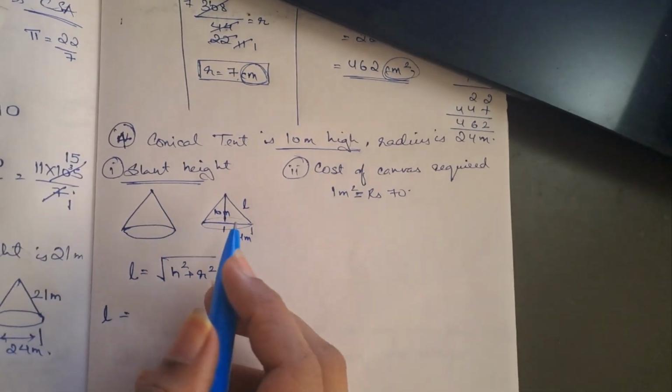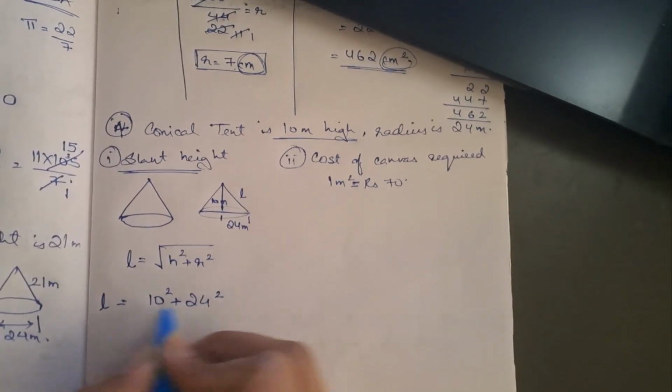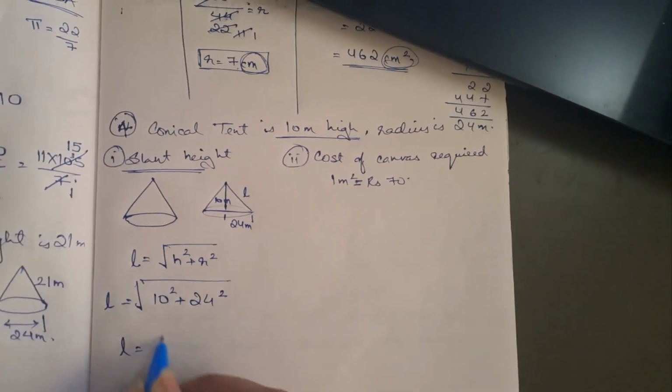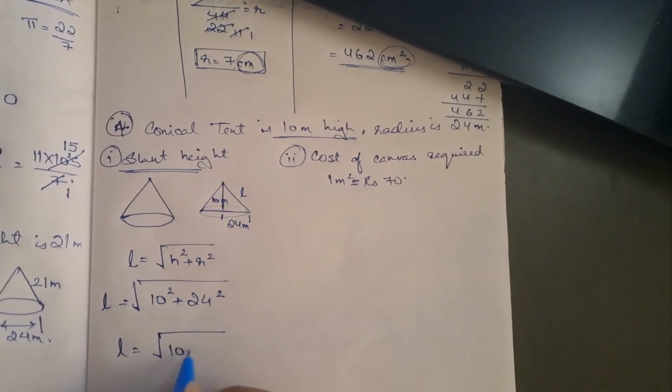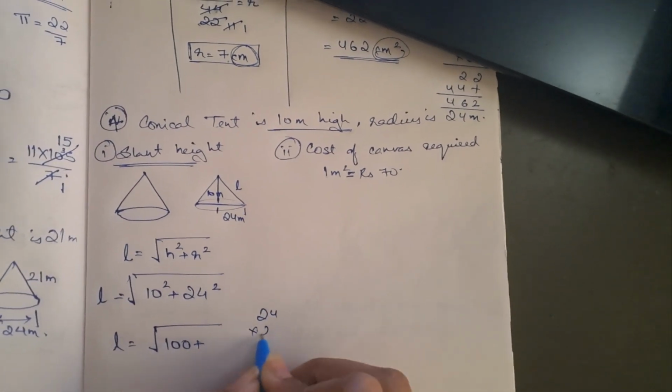H square would be 10 square plus r square, that is 24 square. So L is equal to root of 100 plus 24 times 24. I'm supposed to do 24 times 24.